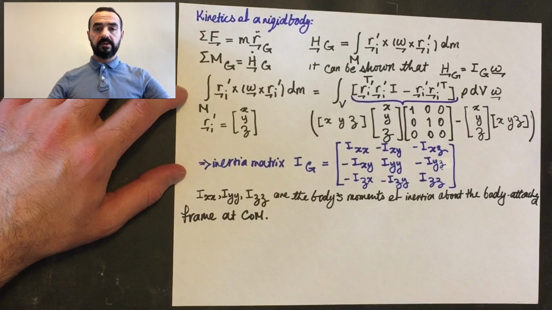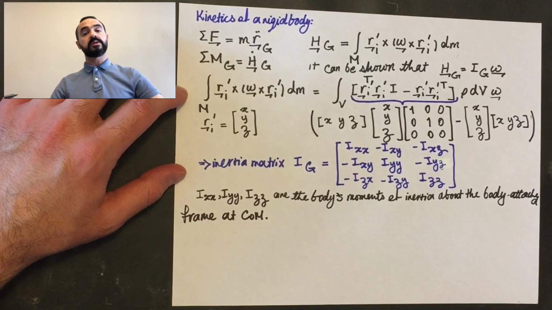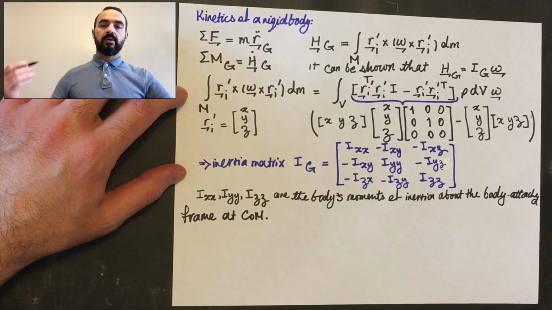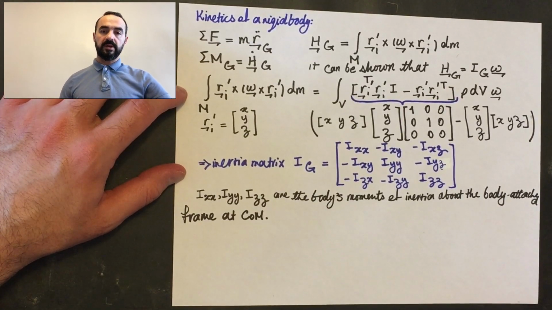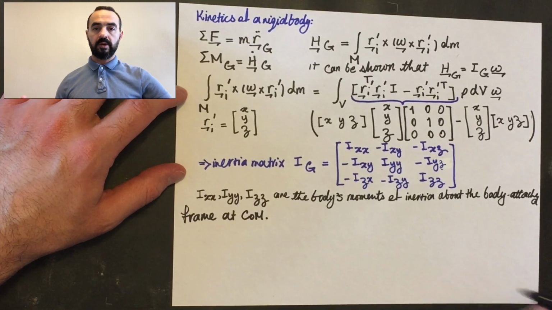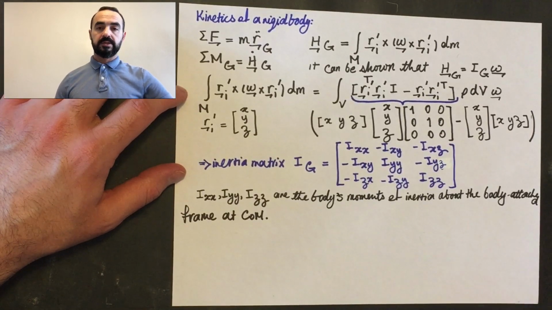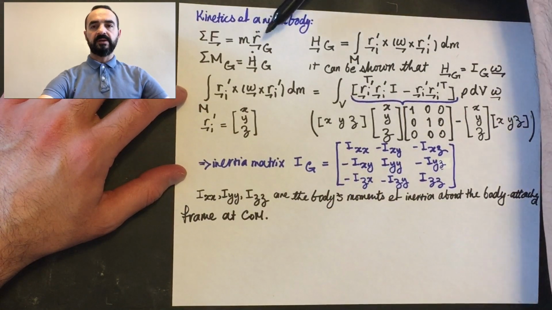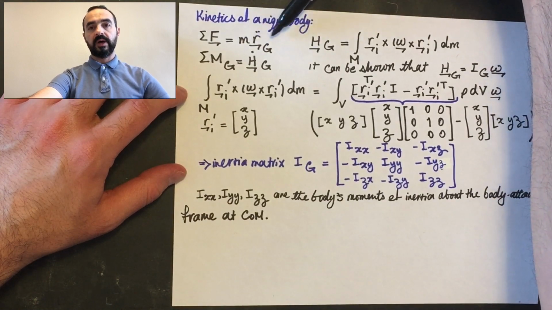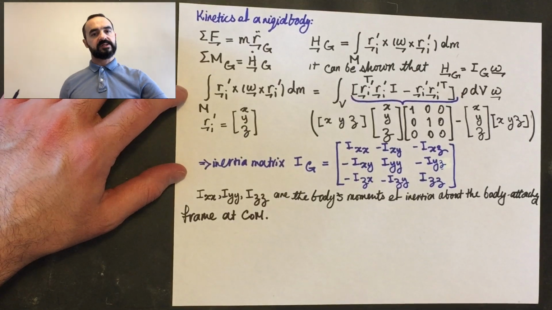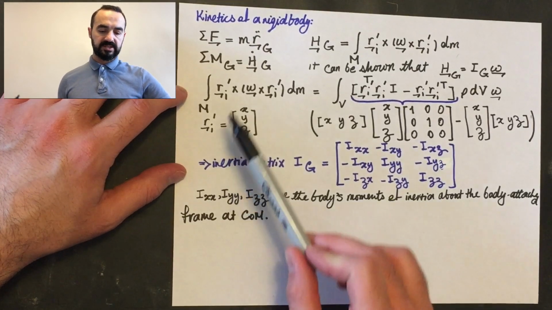And then in our latest lesson, we talked about kinetics of rigid bodies, meaning that we said we are going to start with the equation of motion for a system of particles, and then from that, we're going to expand that for rigid bodies. So the translational equation of motion was sigma F equals m r double dot G, and r double dot G is the acceleration at the center of mass.